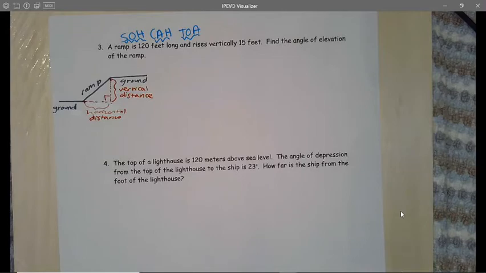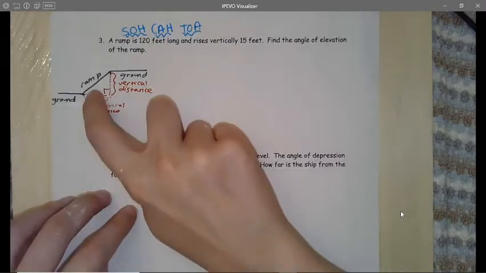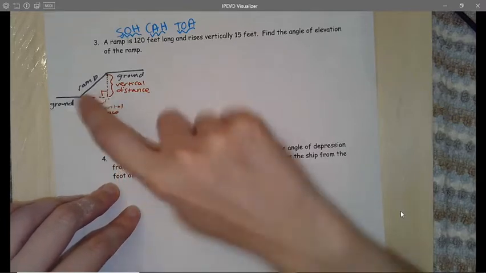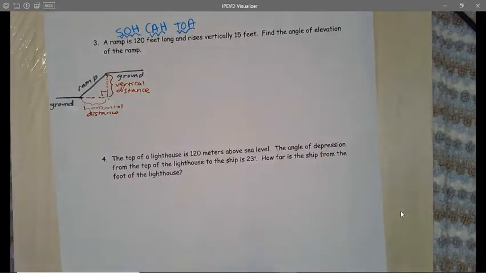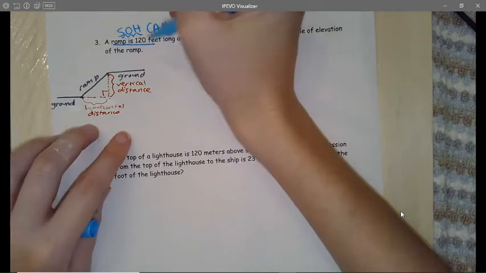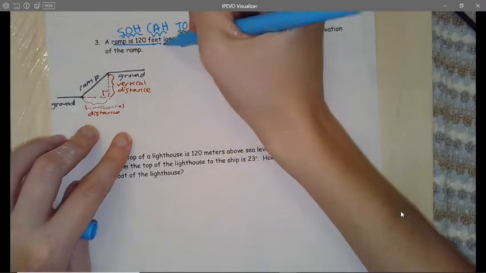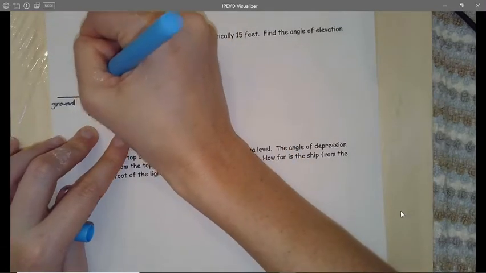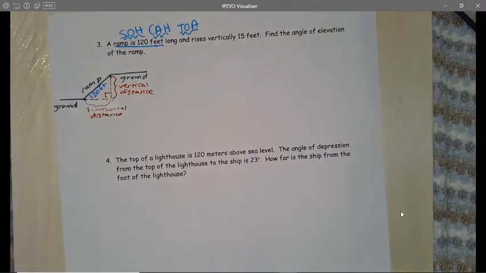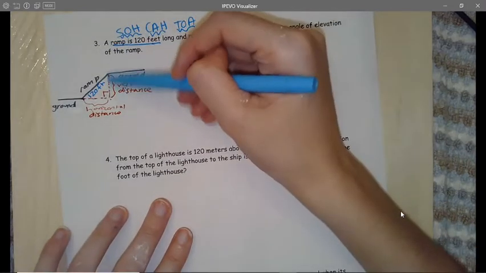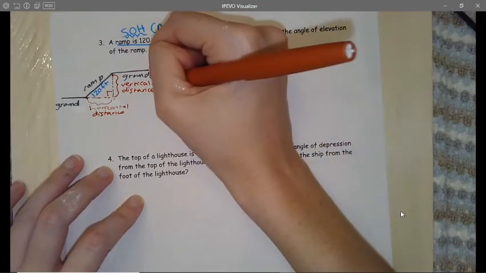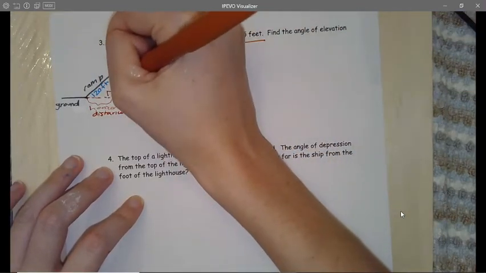So a ramp is 120 feet long. The actual ramp itself is 120 feet, not the horizontal distance, the ramp itself. Feet is probably going to be our units, just saying. So 120 feet is the length of the ramp. And it rises vertically 15 feet. That is referring to our vertical distance, which we know to be 15 feet.